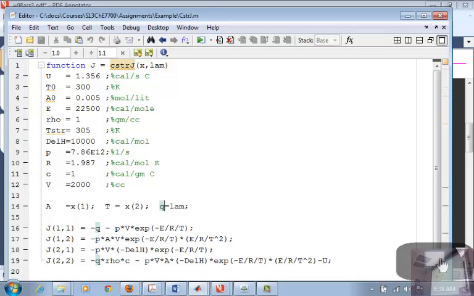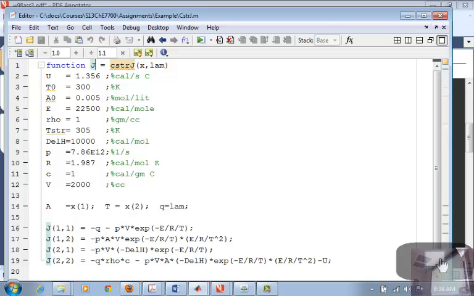So you need to find all the other derivatives and make sure that I have not made any mistake here. So this will return J. Remember, anything that appears on the left hand side of this equal sign must be the one that is calculated and returned from this function. So the purpose of this function is to accept x and lambda and return J. J will be a 2 by 2 matrix. So all the elements have been put together now.